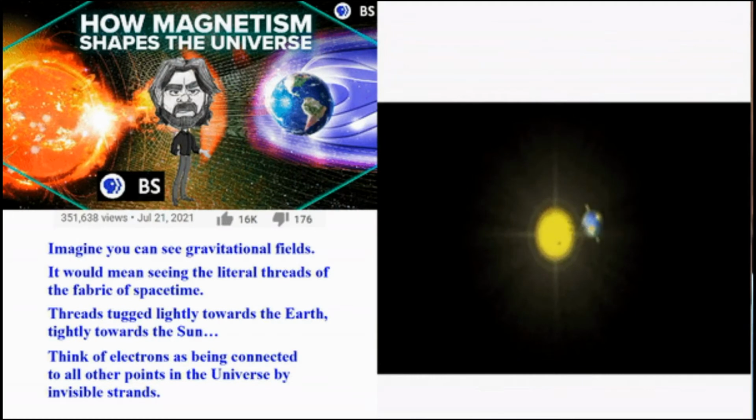Lightly towards the earth, tightly towards the sun. Yeah, it looks like he's saying that the sun and the earth are somehow connected physically. And he says, think of electrons as being connected to all other points in the universe by invisible strands. Well, it looks like he's describing the rope model. So I guess he's on the right track. But the problem is that he says, you got to think of it, you got to make believe, you got to imagine it as if.